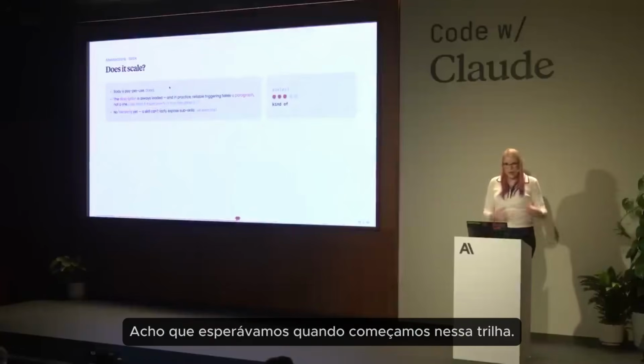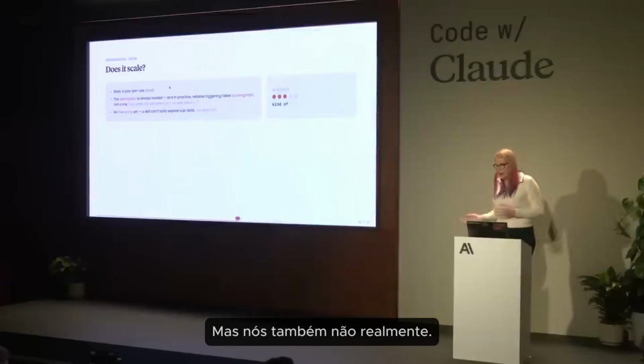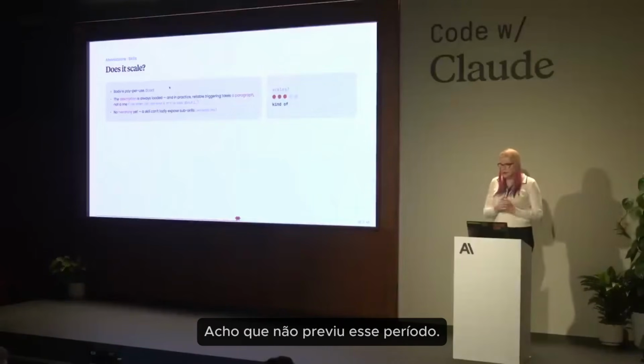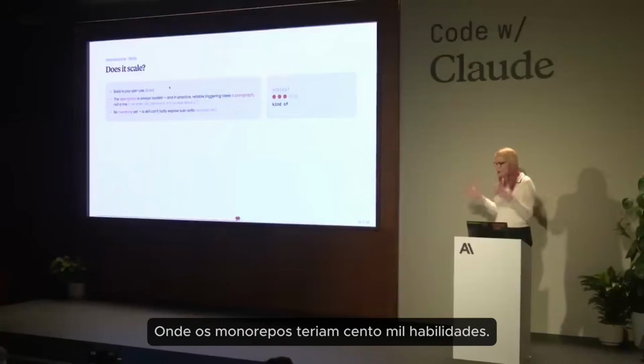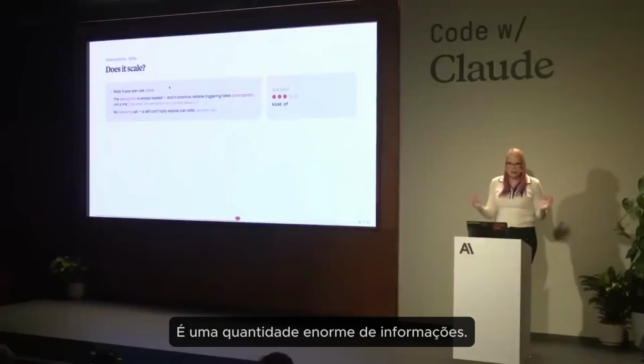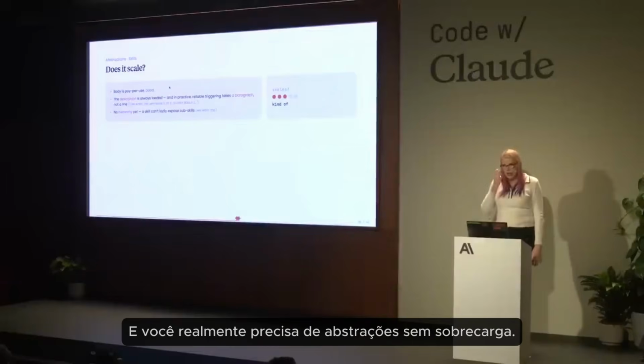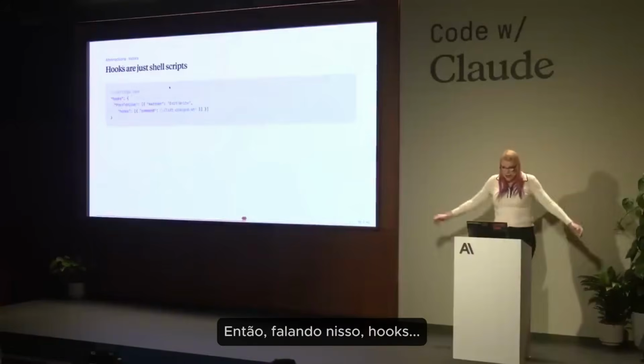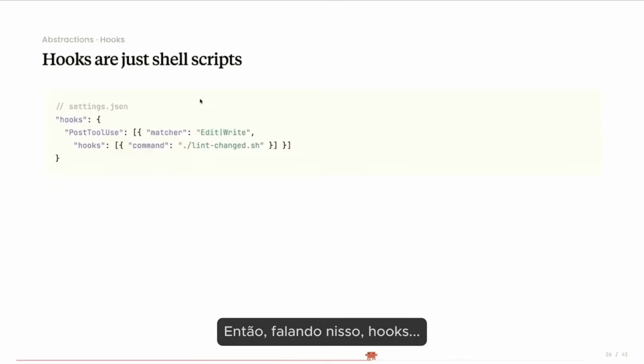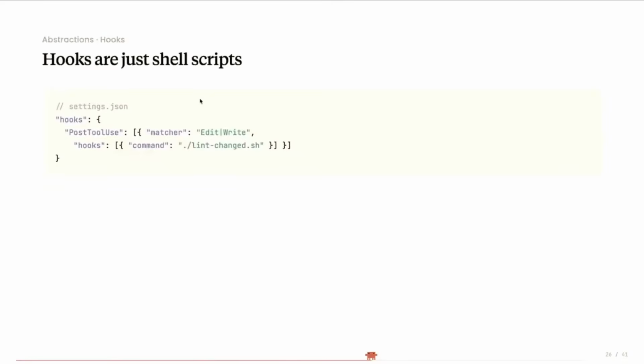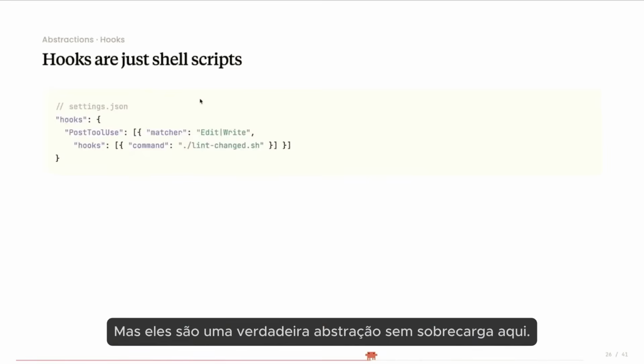I think we had hoped when we started down that pathway that it would scale better, but we also didn't really think ahead to this time period where monorepos would have 100,000 skills. It's just such a massive amount of information, and you really need actual zero overhead abstractions. So speaking of which, hooks can't do everything. They're not perfect, but they are an actual zero overhead abstraction here, right?